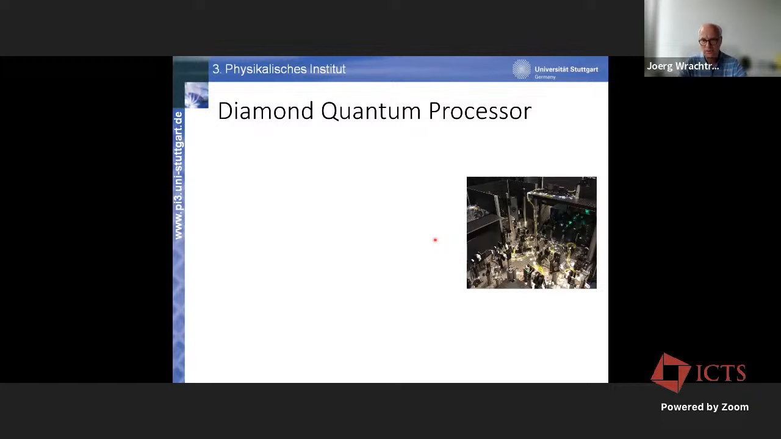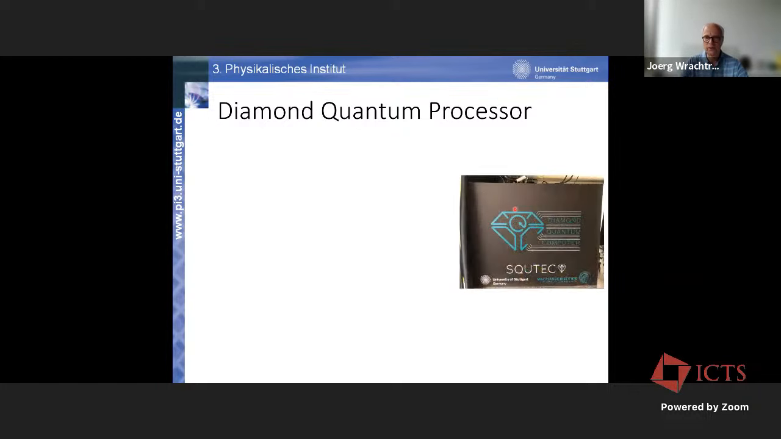Our processor looks like this. So this is how it looked, say, 5 years ago. There's a lot of optics here on the table. As you see, this is actually the place where this diamond chip with the quantum bits is in. In the past 5 years, we cleaned this up a bit and put everything into a big box, and the university and the Max Planck Institute were big sponsors of doing so.